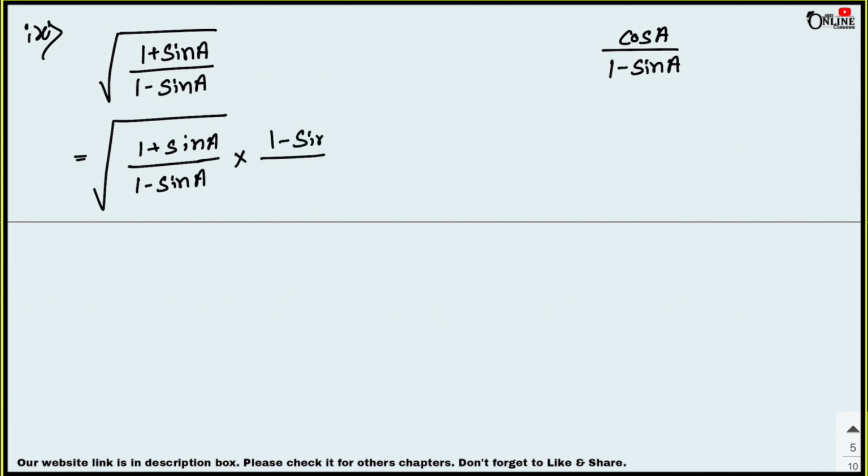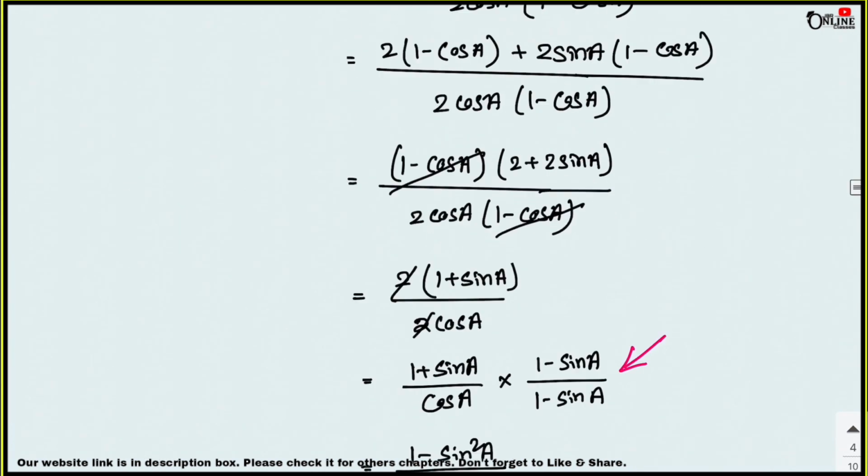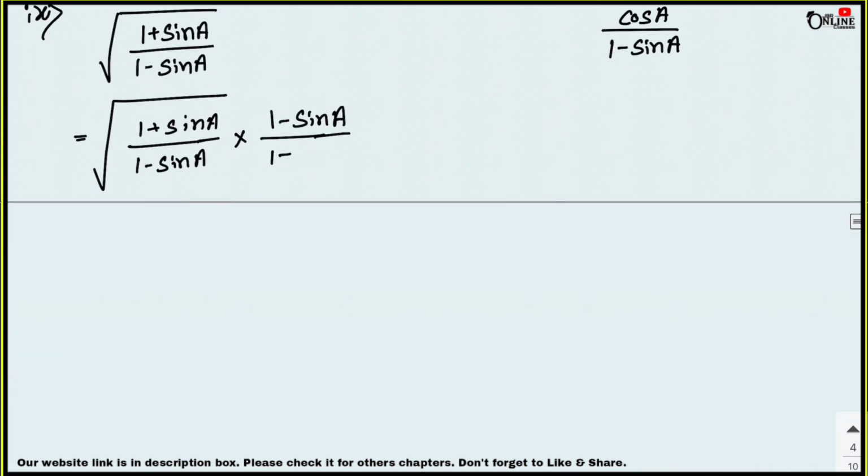Multiply 1 minus sin A up and down. Don't multiply 1 plus sin A. Remember this one, okay? Multiply 1 minus sin A up and down in that case, because in the right hand side denominator you have 1 minus sin A. So 1 minus sin A should be in the denominator.